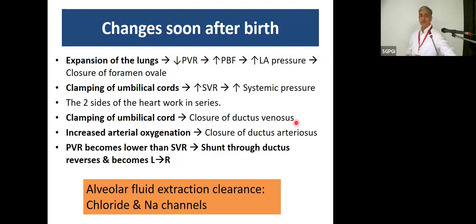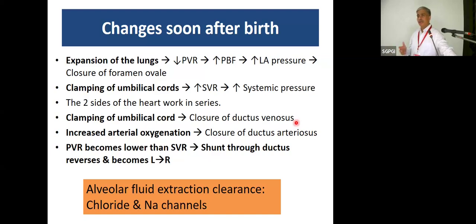Correct. So what happens? There is expansion of the lungs with the breath that the baby takes. So the pulmonary vascular flow increases, the vascular resistance decreases. This will cause an increase in return to the LA, so the LA pressure will increase. What will happen? The foramen ovale, because of the flap mechanism, just closes. Correct? So this is the basic thing that we have to understand.